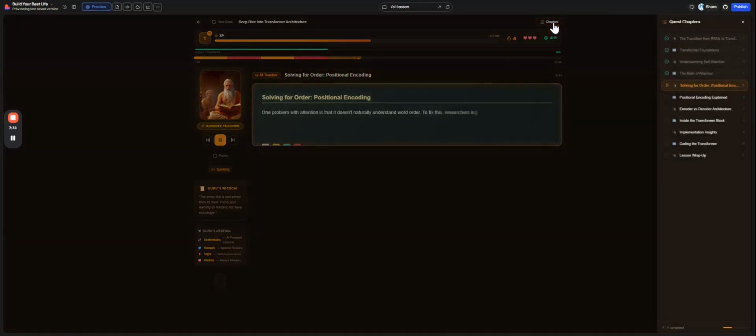One problem with attention is that it doesn't naturally understand word order. To fix this, researchers introduced positional encoding. This adds a unique signal to each word embedding so the model knows where each word sits in the sequence.